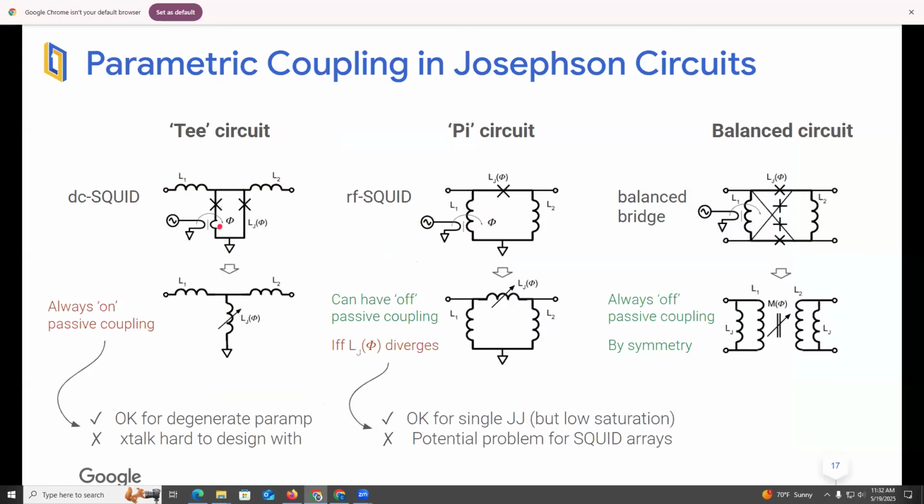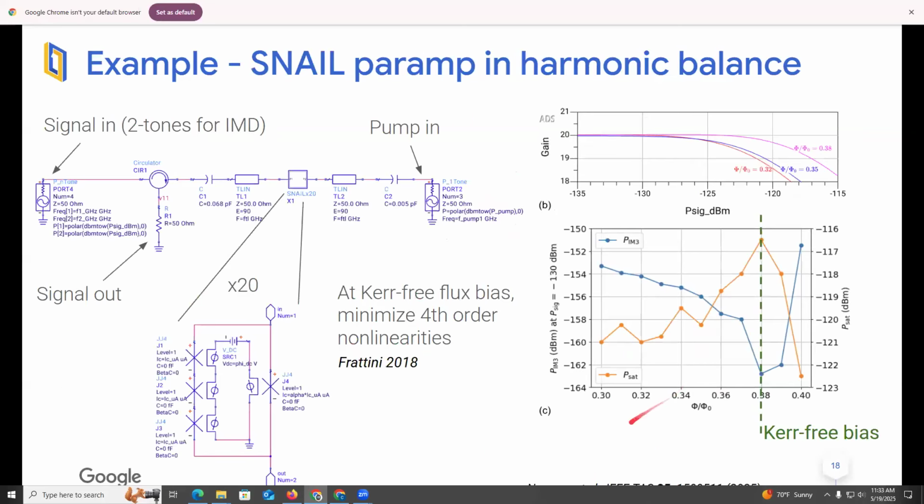You can implement it as a T-circuit. Basically, you have a junction or a SQUID to ground, and you can pump flux through it. This looks like essentially a T transformer. And you can do it with sort of a tunable coupler kind of architecture where you have really a pi circuit here. Again, you can change the value of the inductance with flux, or you can do it as a balanced bridge. There's pros and cons to each of these arrangements. But anyway, this is kind of how you build parametric couplers.